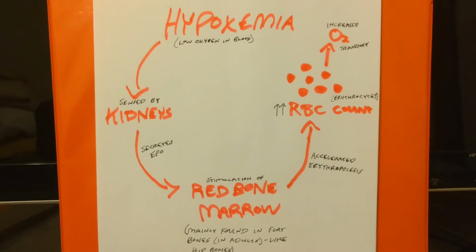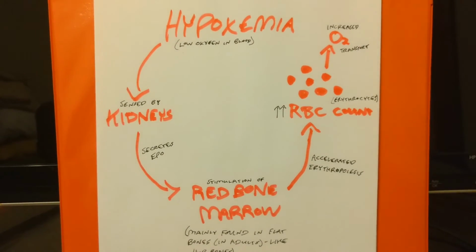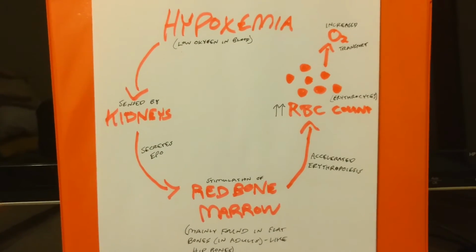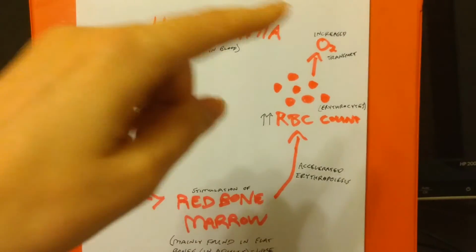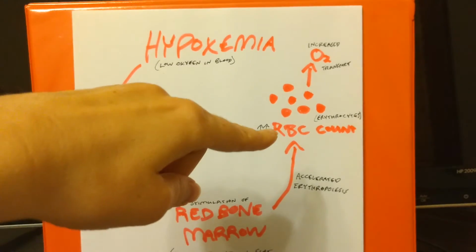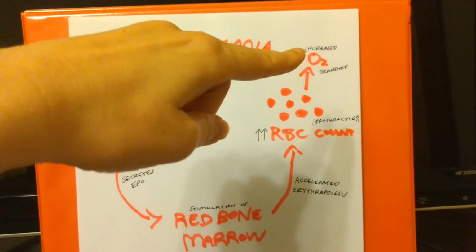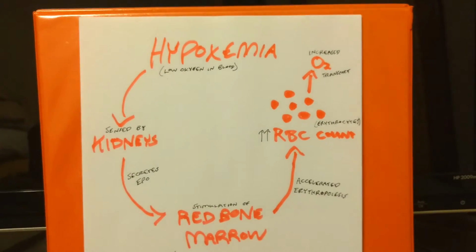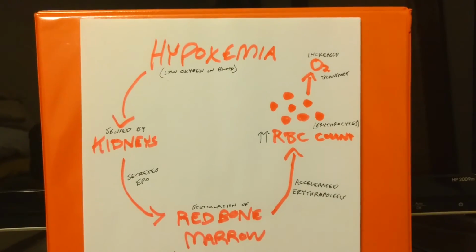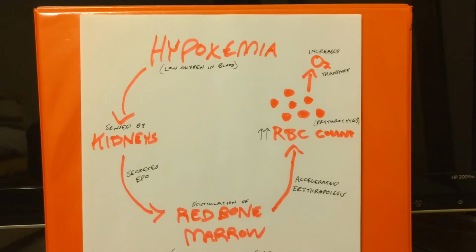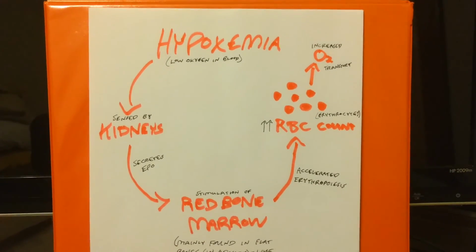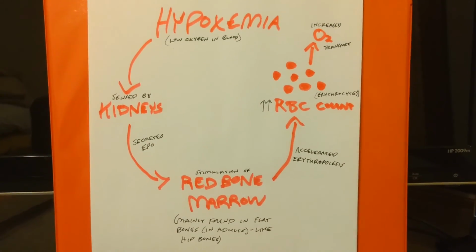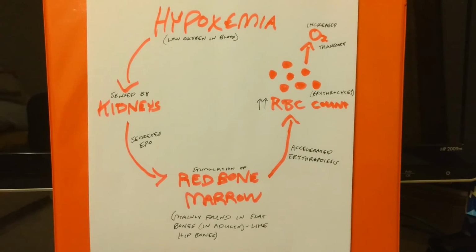And when there are more red blood cells, that means there's an increase in oxygen transport in the blood, right? So red blood cell count increases, and therefore O2, or oxygen, is increased. And this is the correction of hypoxemia by a negative feedback loop.